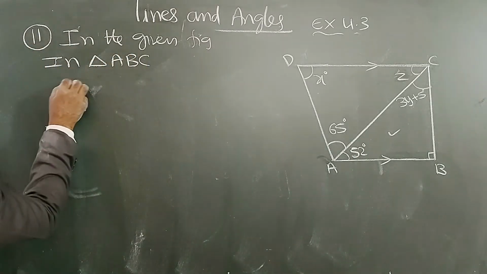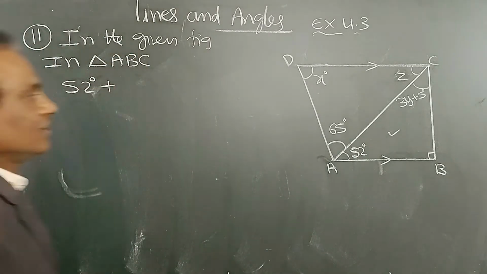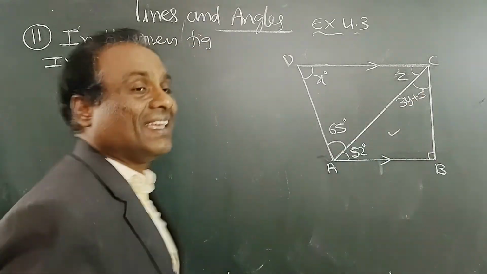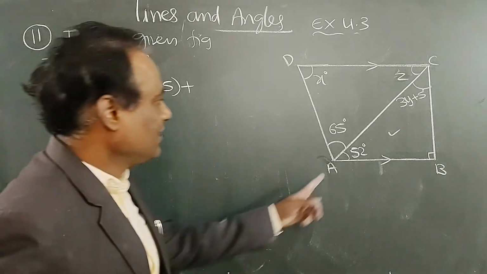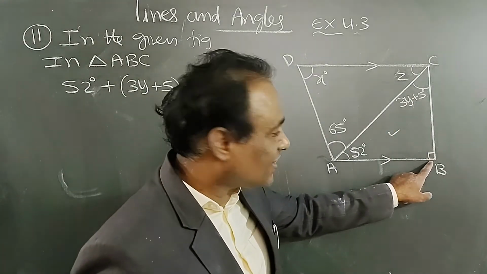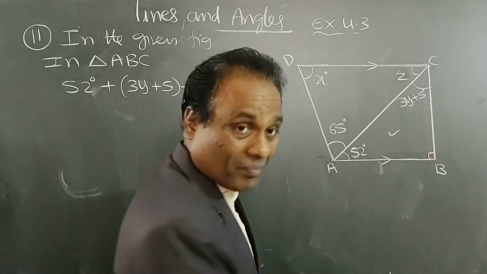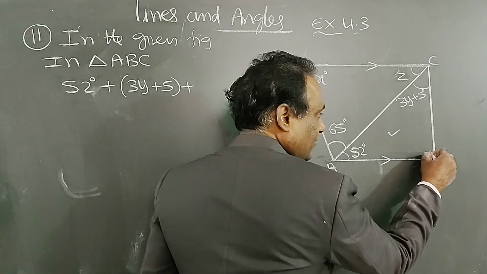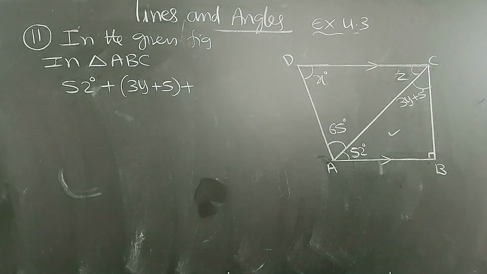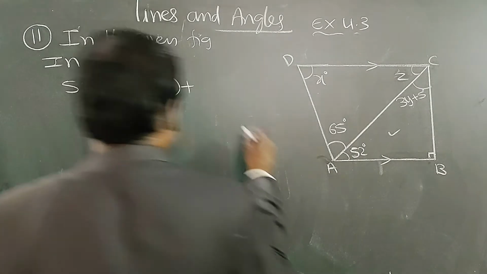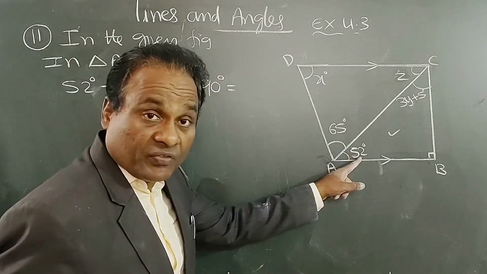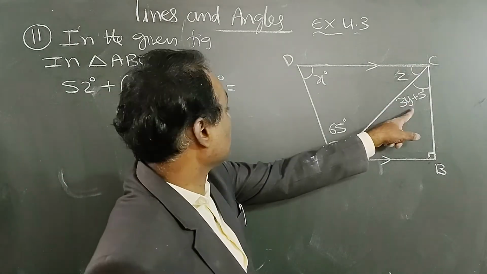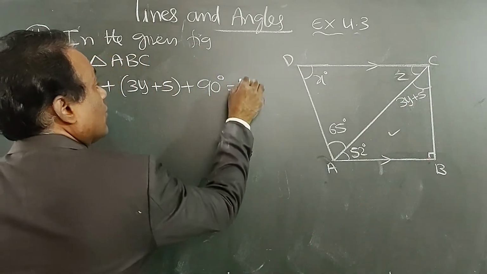52 degrees plus 3y plus 5 plus this, what is this angle, students? This is 90 degrees. This is the symbol for 90 degrees. The symbol represents 90 degrees. What is the first angle of this triangle? 52 degrees. Second angle 3y plus 5. Third angle 90 degrees. The sum is equal to 180.